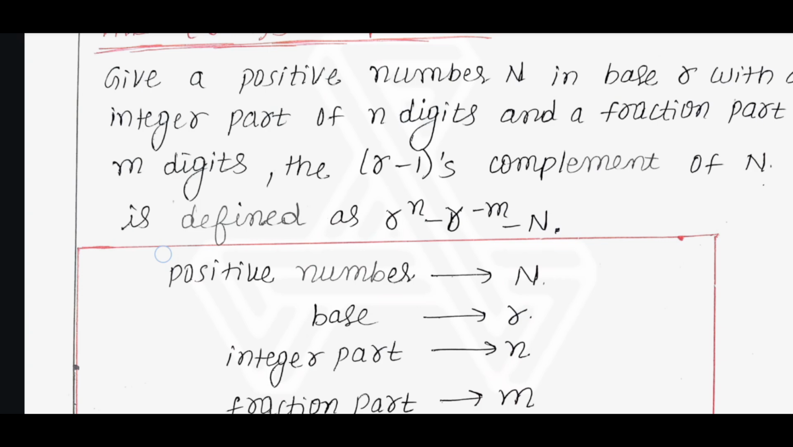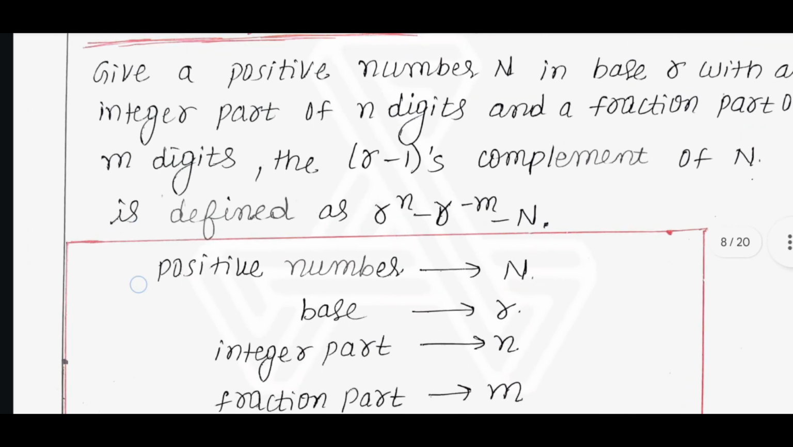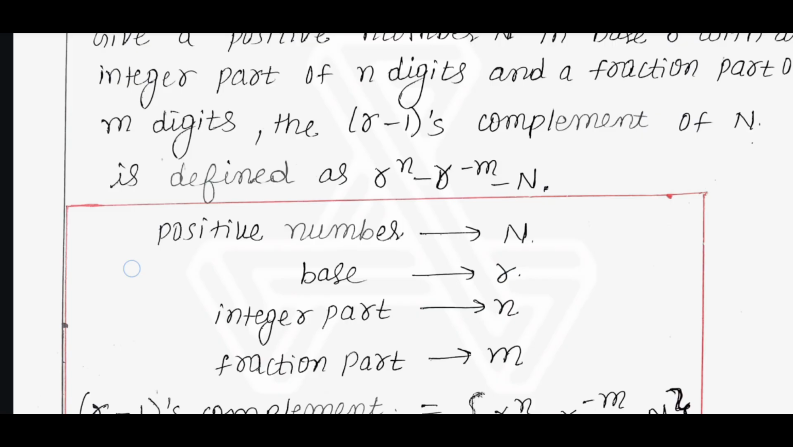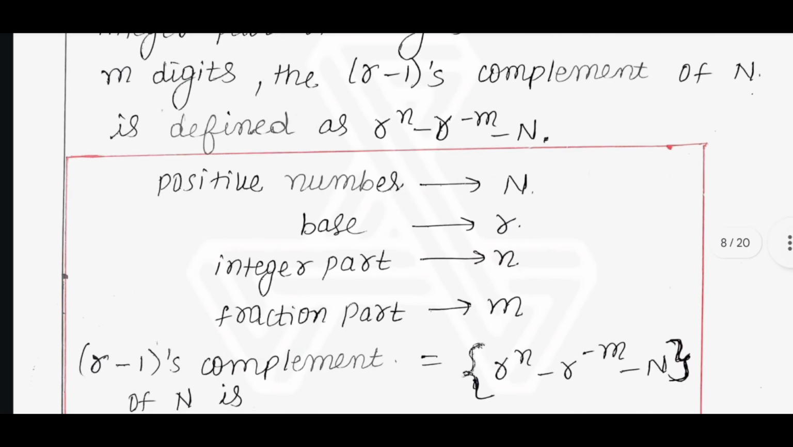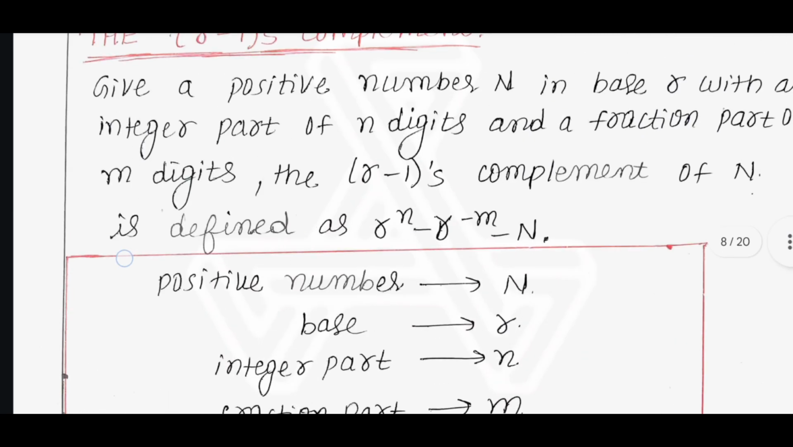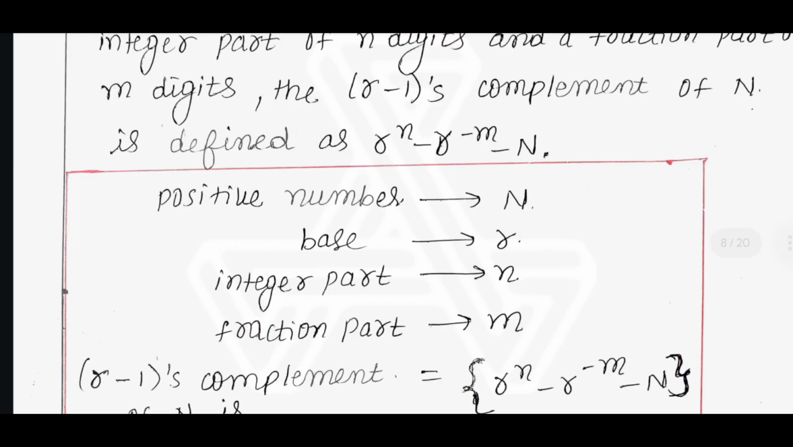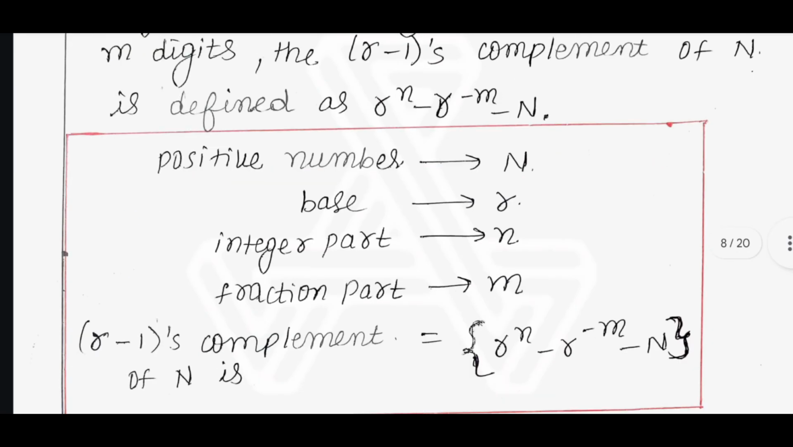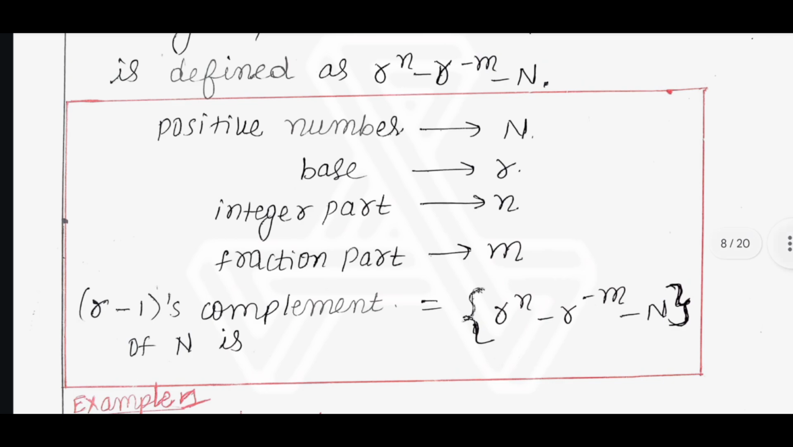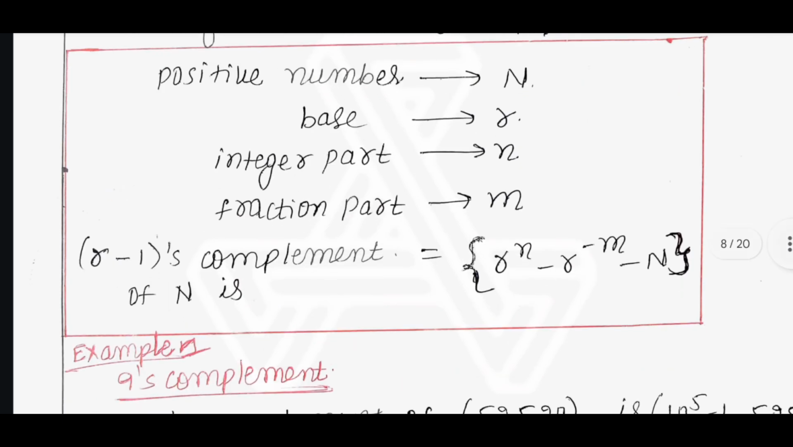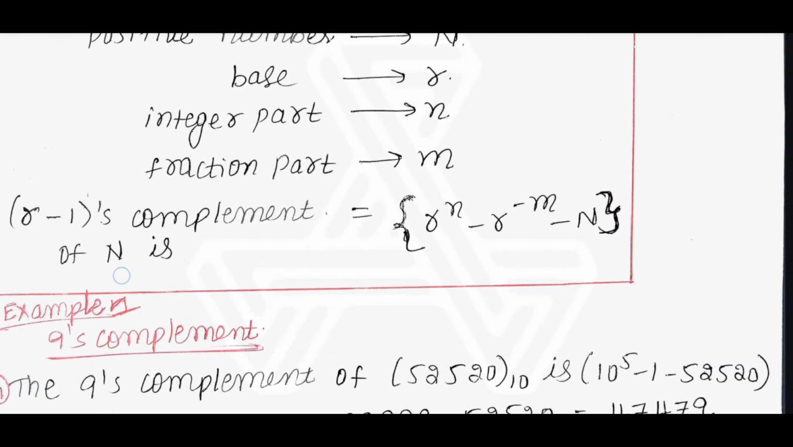Given a positive number n in base r with an integer part of n digits and a fraction part of m digits, the r minus 1's complement of n is defined as r power n minus r power minus m minus n. Okay, n is a positive number, base is r, integer part is n digits, fraction part is m digits.